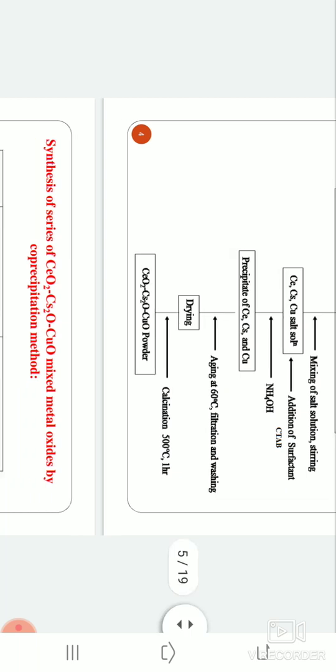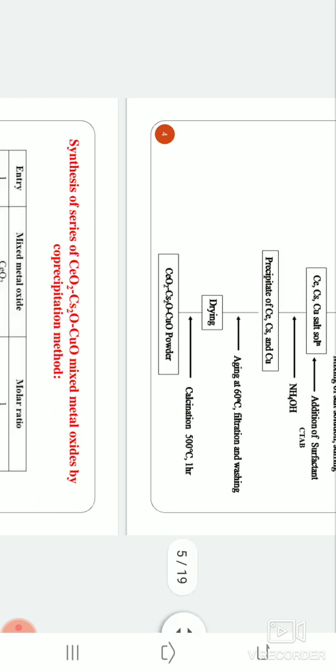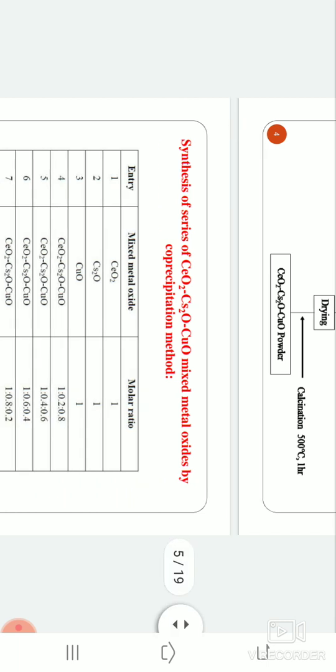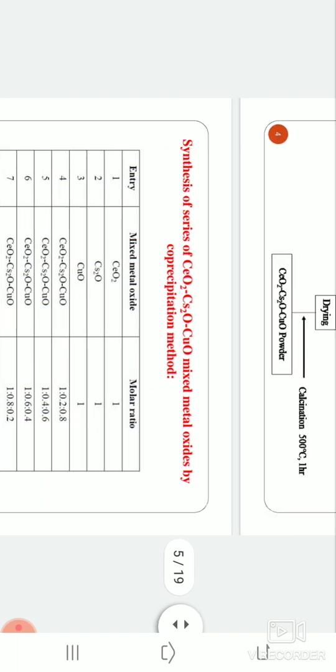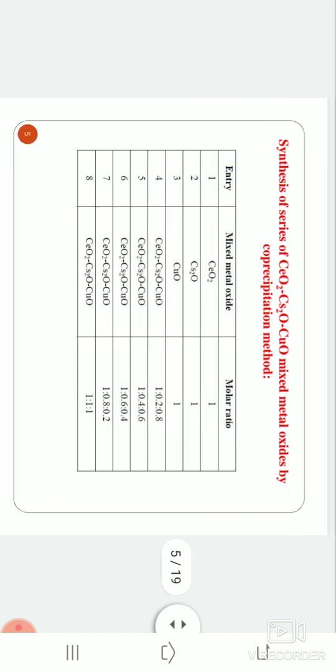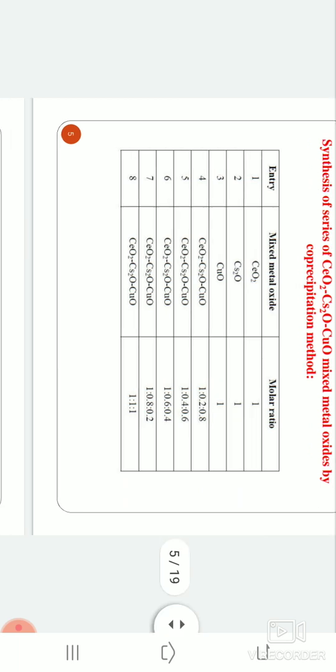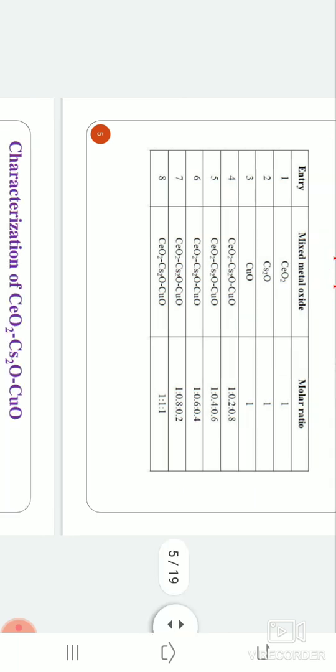After the drying, calcine this material at 500 degrees Celsius for 1 hour to obtain a powder form of the ternary mixture of cerium, cesium and copper oxides. We have followed this procedure for the preparation of these eight different types of metal oxides and mixed metal oxides with different molar ratios.